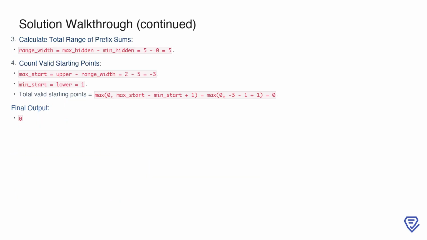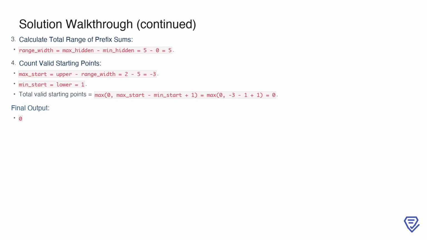To find the total range width, we subtract min_hidden from max_hidden, resulting in 5 - 0, which is 5. Next, we calculate the bounds for valid starting points. max_start is upper minus range_width, which is 2 - 5, giving -3. min_start equals the lower bound, 1.